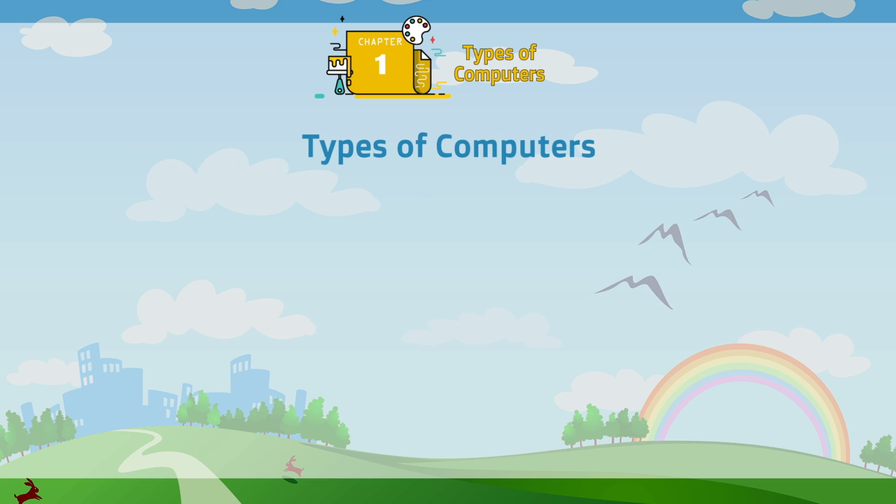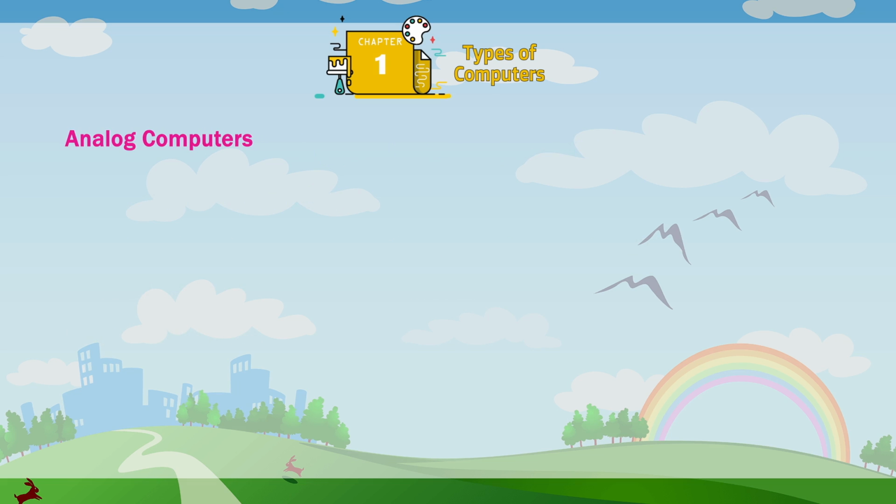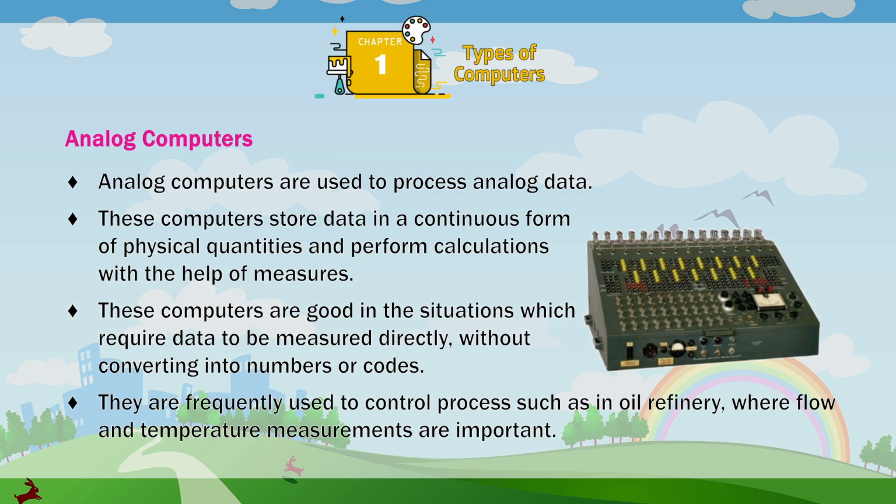Types of computers. Based on functionality. On the basis of their functionality, computers are of three types: analog computers, digital computers, hybrid computers. Analog computers. Analog computers are used to process analog data. These computers store data in a continuous form of physical quantities and perform calculations with the help of measures. These computers are good in situations which require data to be measured directly, without converting into numbers or codes. They are frequently used to control processes, such as in an oil refinery, where flow and temperature measurements are important.